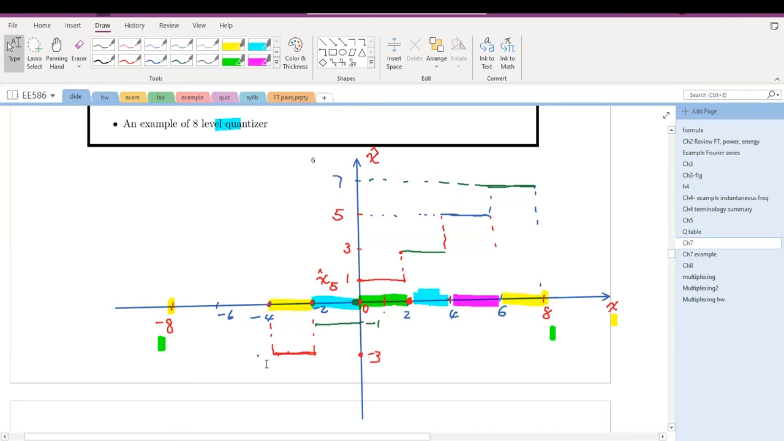Okay, and then the same thing for this negative portion here. For values between -6 to -4, I'm going to assign -5. Here will be -5. And from -8 to -6, I'm going to assign -7.